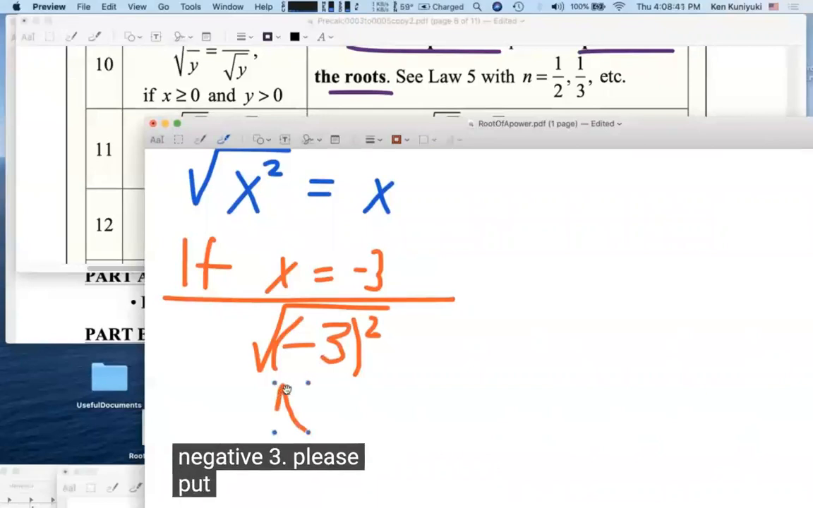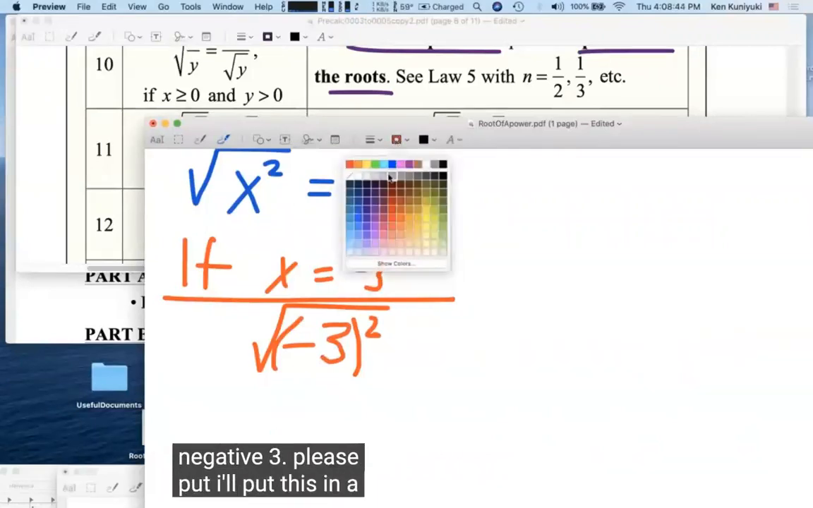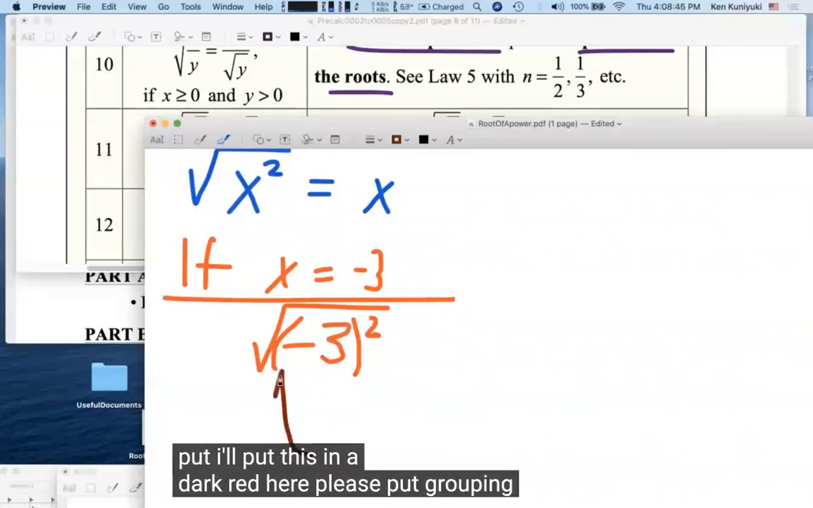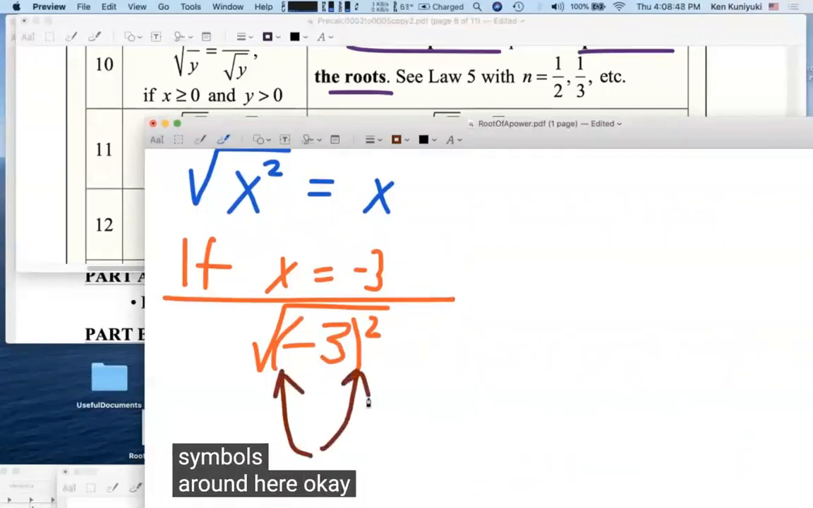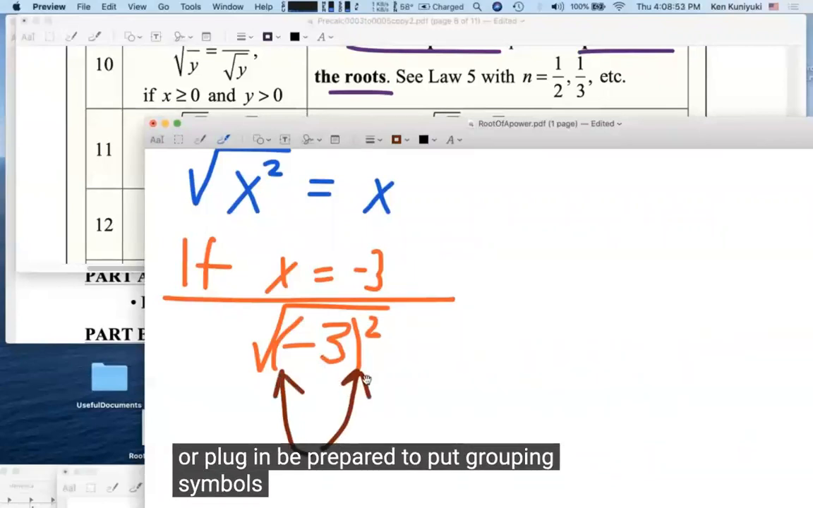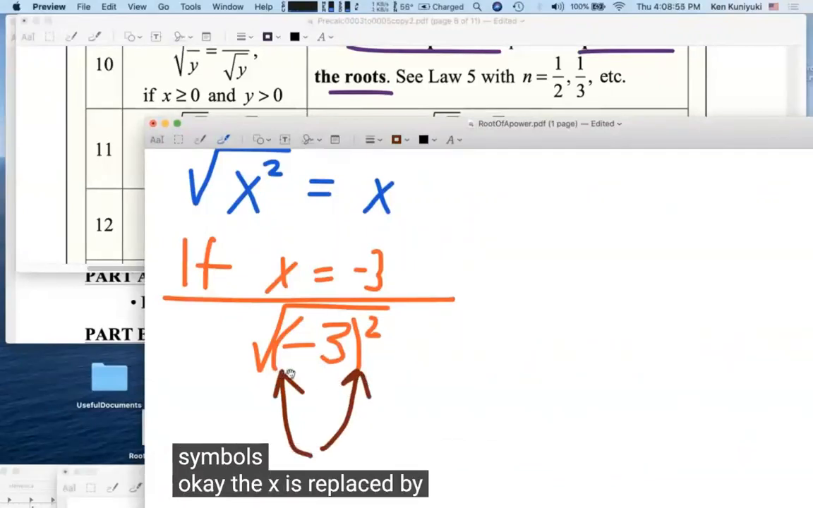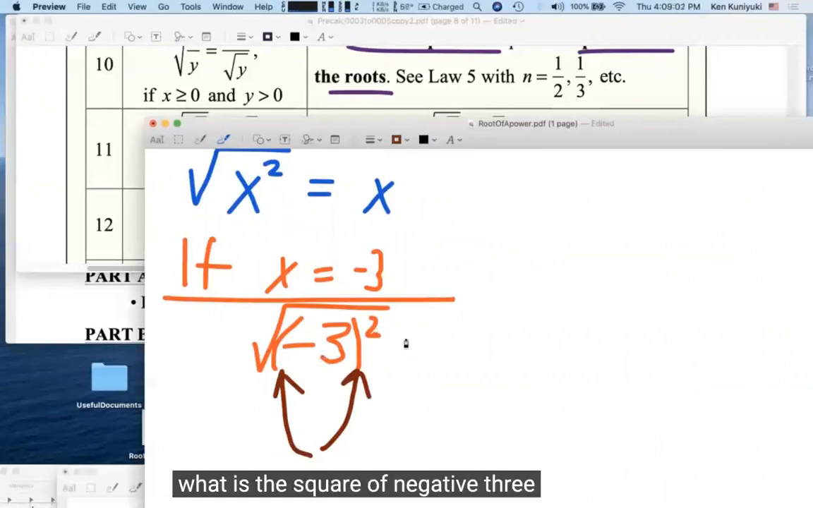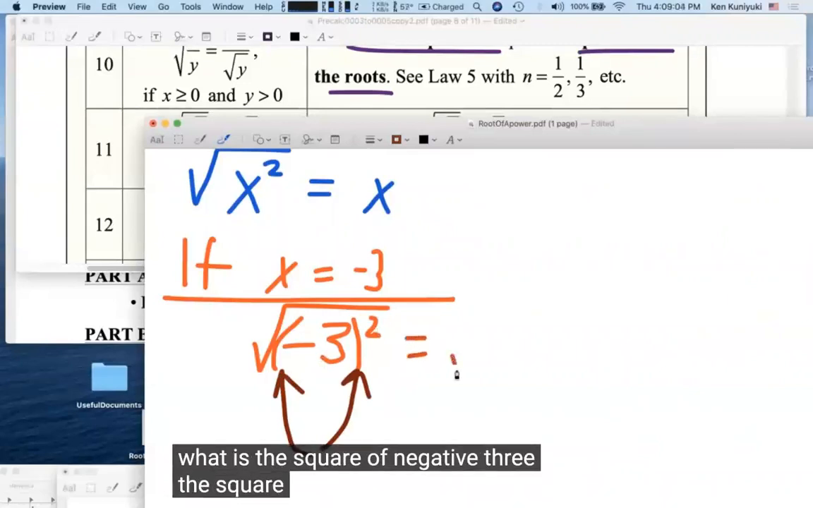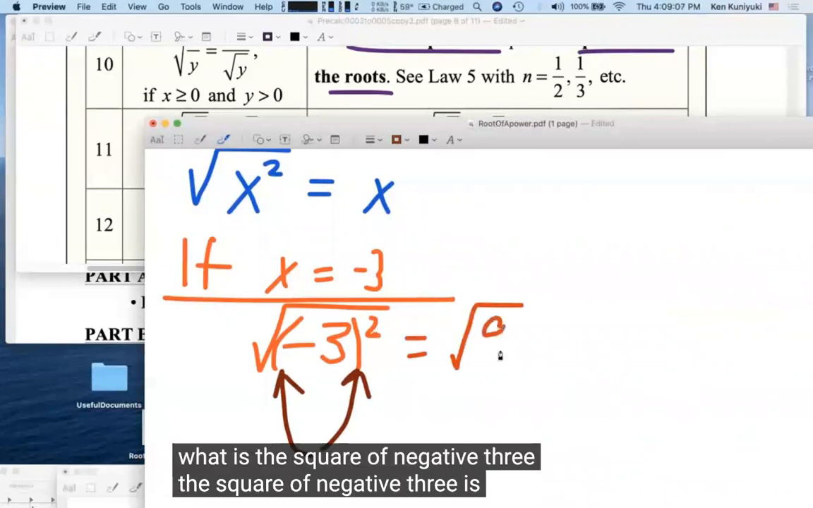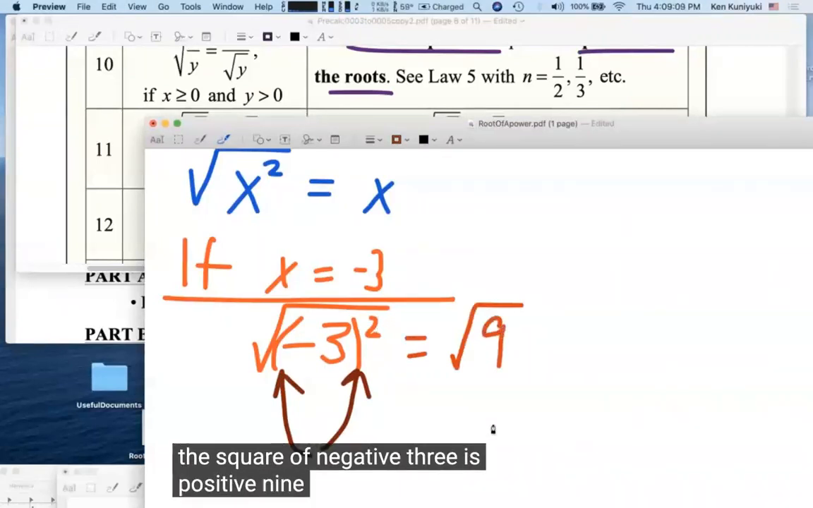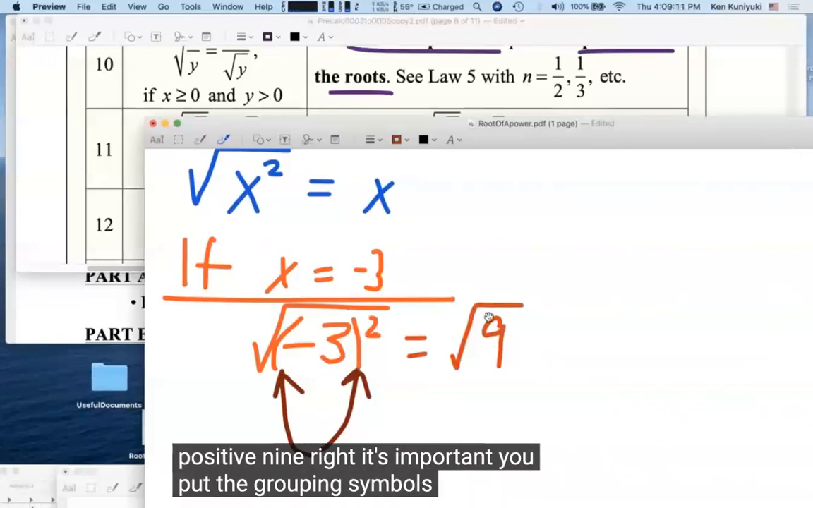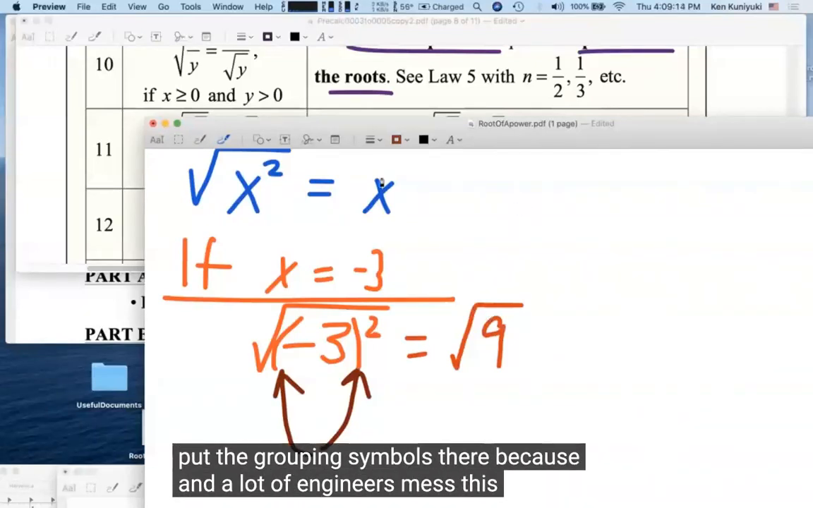Please put, I'll put this in a dark red here, please put grouping symbols around here. Okay. Whenever you substitute or plug in, be prepared to put grouping symbols. Okay, the x is replaced by, in this case, parentheses, -3. What is the square of -3? The square of -3 is +9, right? It's important you put the grouping symbols there because, and a lot of engineers mess this up.